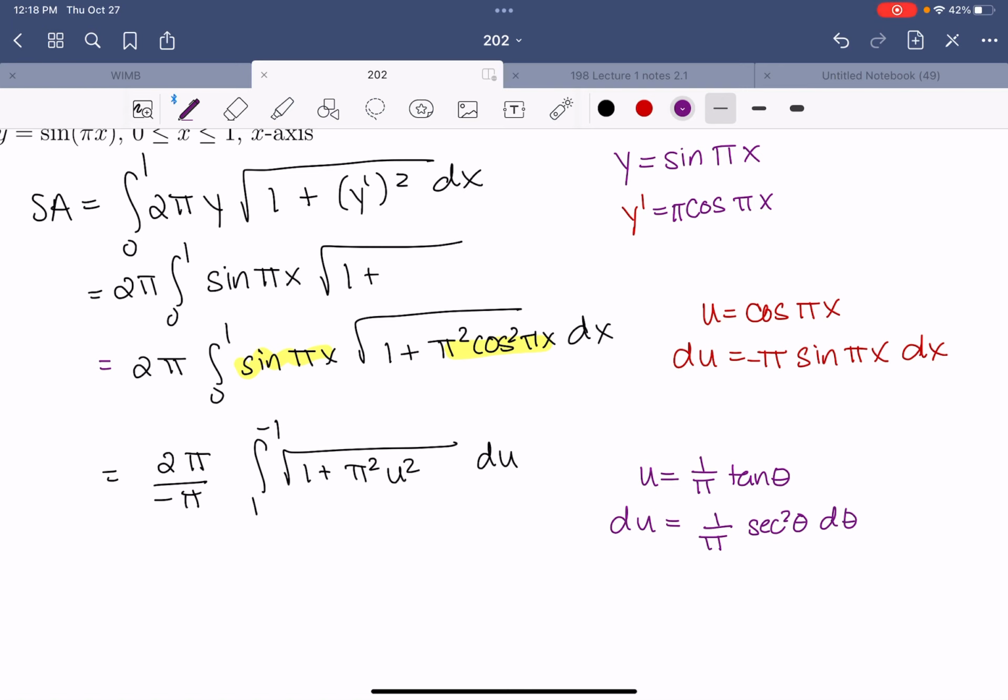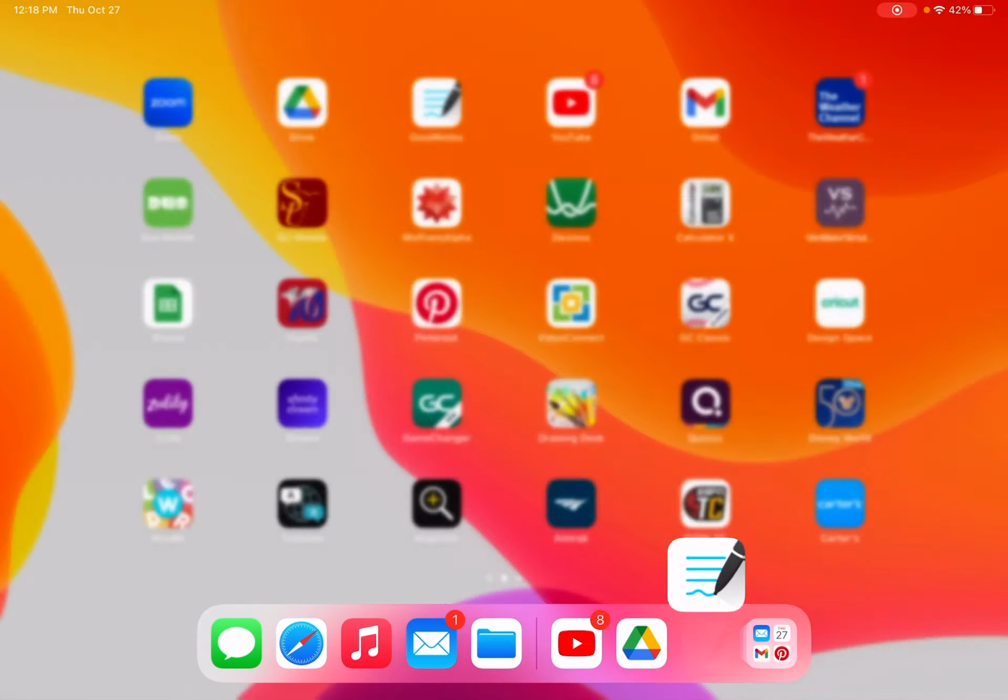Actually, let's go all the way to the top. I'm not sure why I didn't put this here, but we have pi squared cosine squared pi x dx here. So this is what I want to put in. I want to put in 2 pi. And maybe I'll do it on your screen so you can see it.